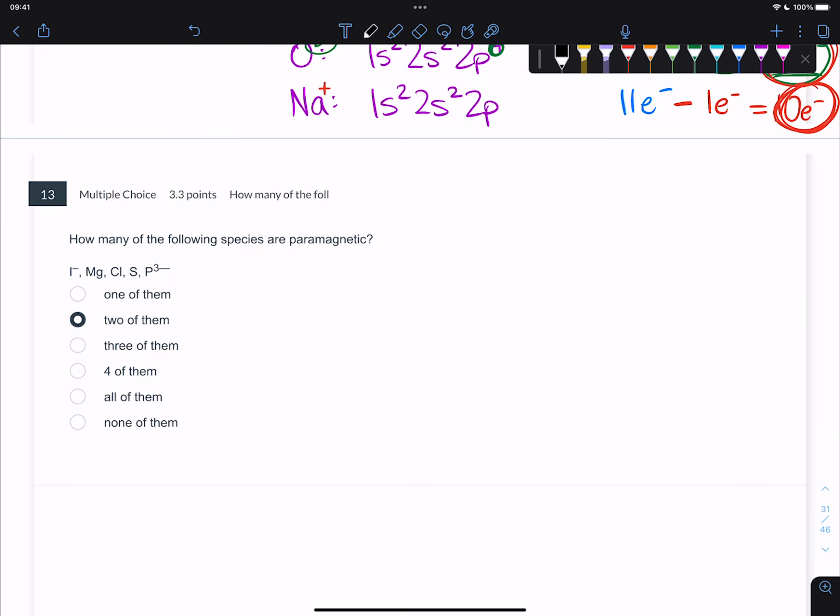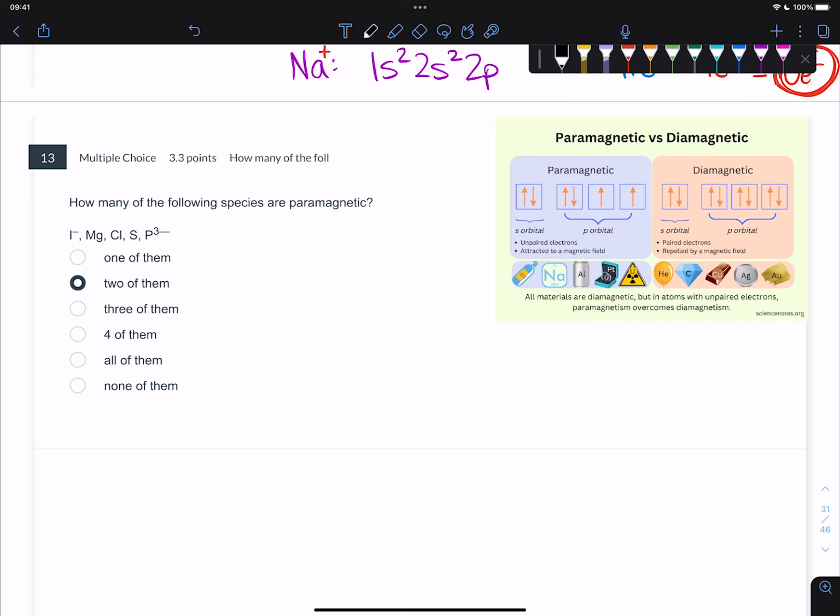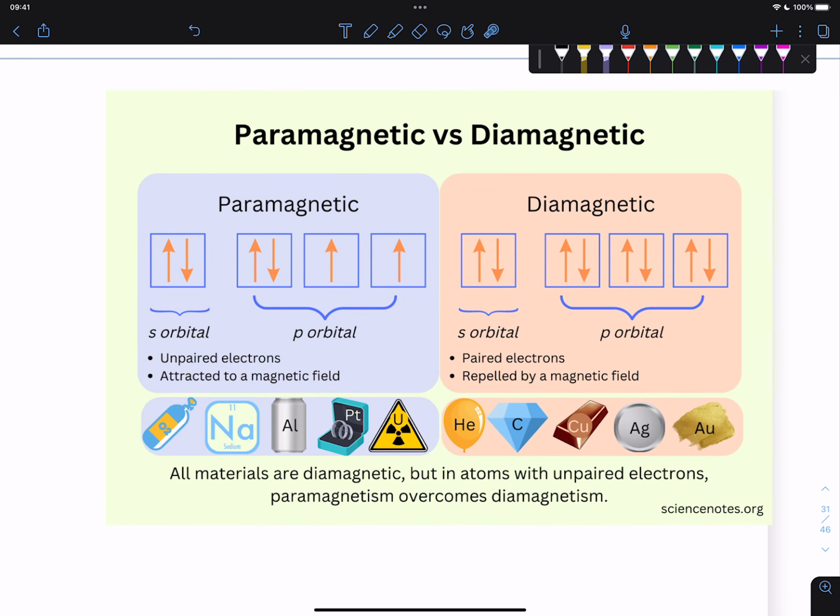So which of the following species are paramagnetic? For this one, I would recommend you actually write out the orbital diagrams. So these notes make it kind of self-explanatory in the sense that paramagnetic just means that there are some unpaired electrons, as opposed to diamagnetic, where we have all paired electrons.